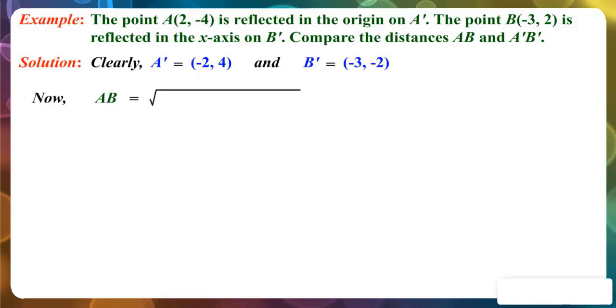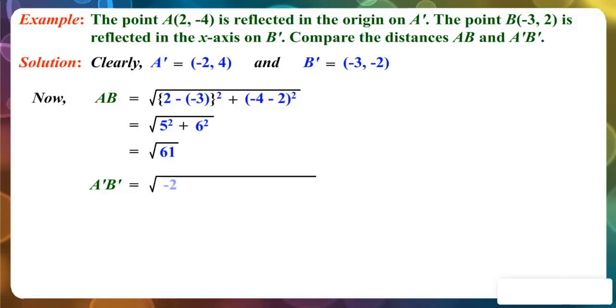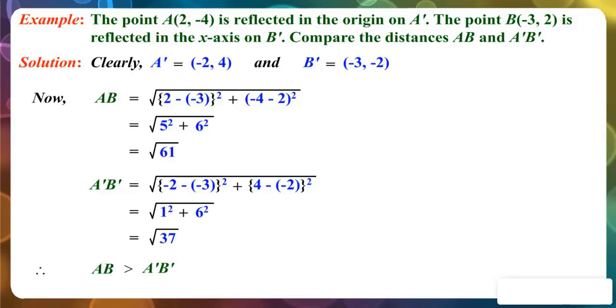Now, AB is equal to under root (2 minus minus 3) whole square plus (minus 4 minus 2) whole square, which is equal to under root 5 square plus 6 square, which is equal to under root 61. And A dash B dash is equal to under root (minus 2 minus minus 3) whole square plus (4 minus minus 2) whole square, which is equal to under root 1 square plus 6 square, which is equal to under root 37. Therefore, AB is greater than A dash B dash.